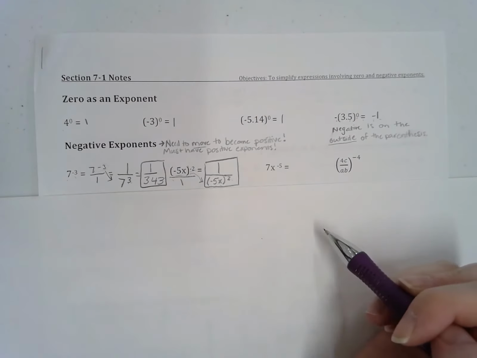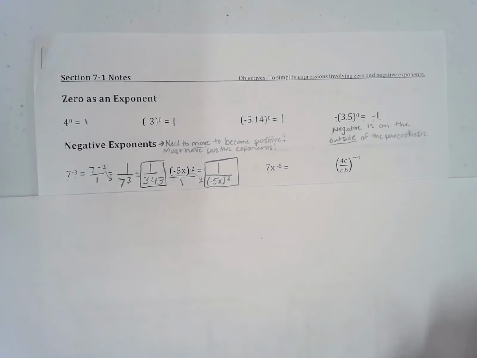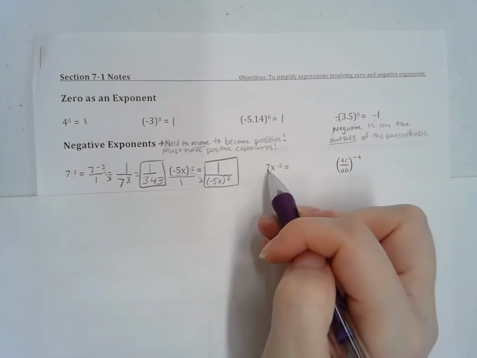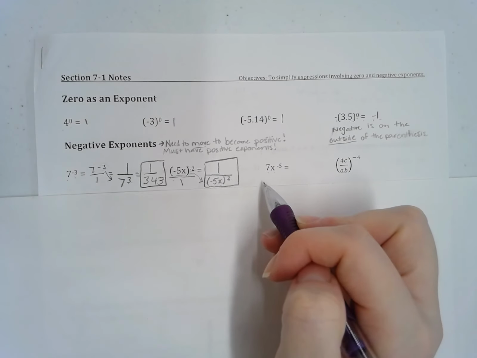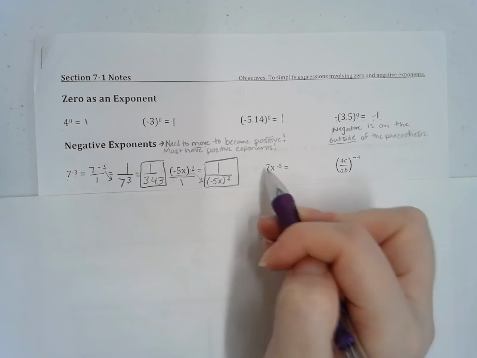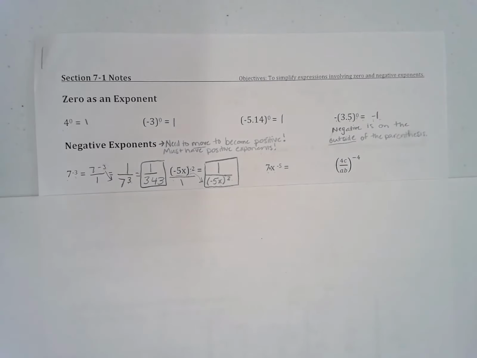This next one is a little bit tricky. It's 7x to the -5th. Now sometimes it helps me to actually write out the operation that's going on here. Because they are not in parentheses, they're not a group. 7 is separate. So it helps me if I put a little multiplication sign there to separate them. So this is really 7 times x to the -5th.